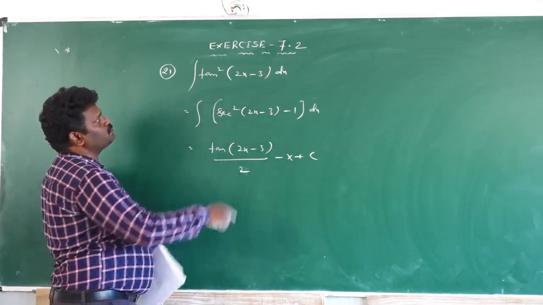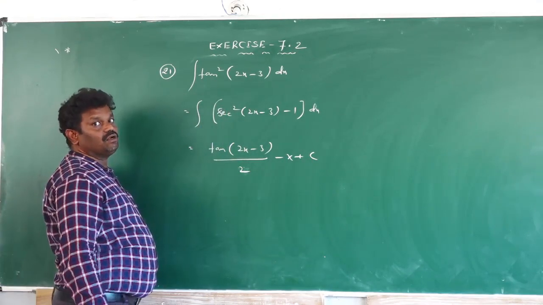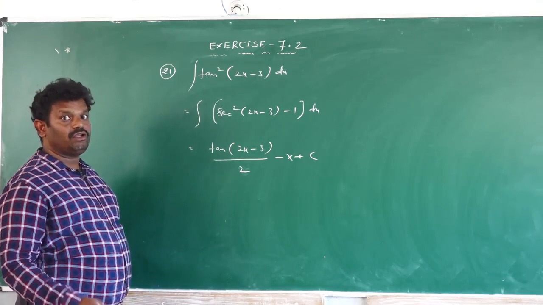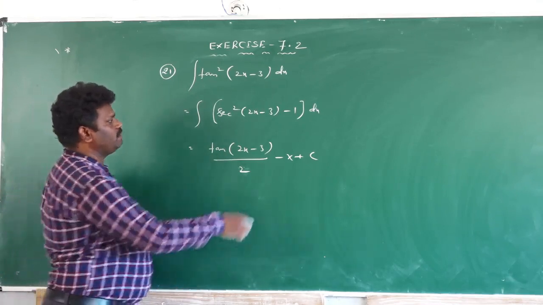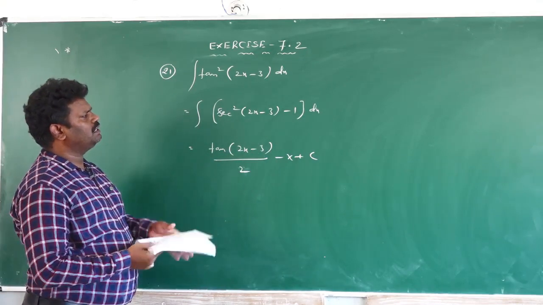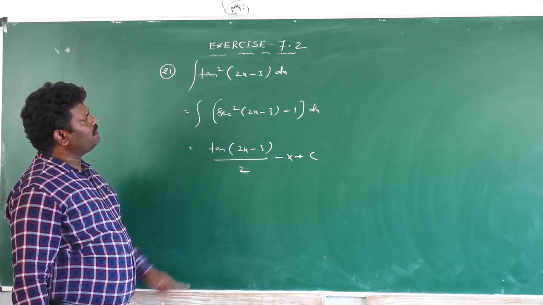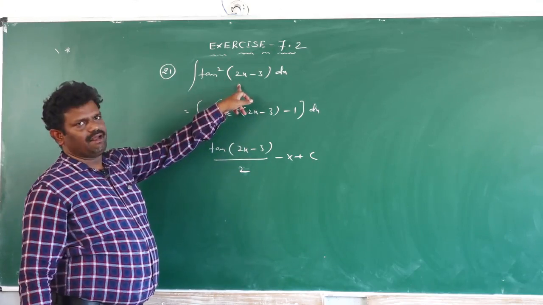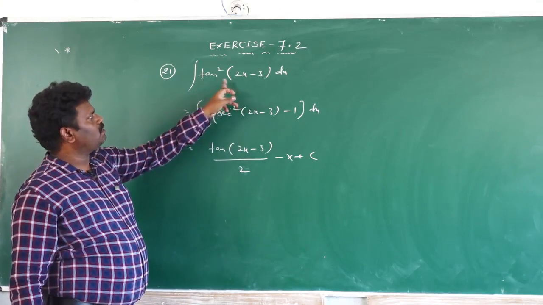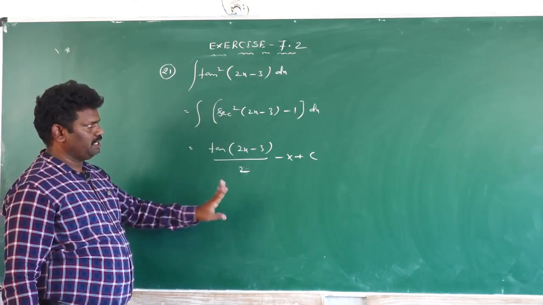Otherwise, if you take the substitution 2x minus 3 is equal to t, then the derivative gives 2 dx is equal to dt, so dx is equal to dt by 2. There also you get dt by 2 times tan square t, and tan square t is equal to secant square t minus 1. Okay? Right.